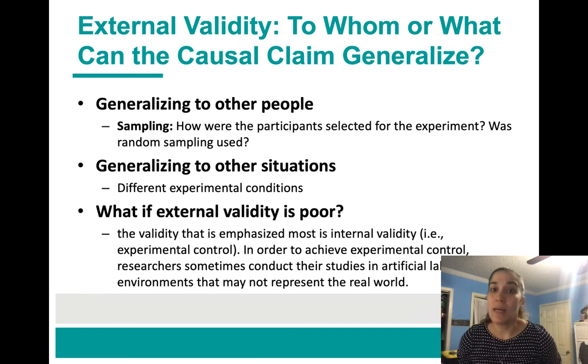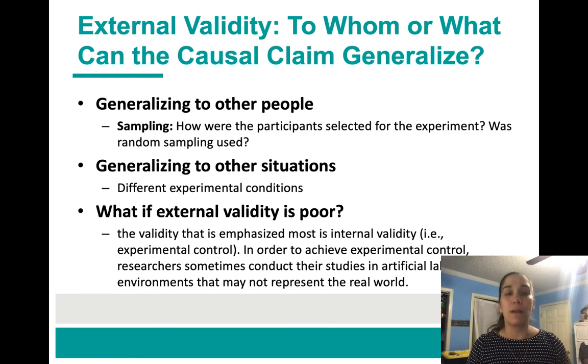External validity essentially asks to whom and to what scenarios can this claim generalize. So if you find something, you want to make sure that your effect is generalizable to other people, not just your sample, but to the population, and to other situations. So when we're talking about external validity, about generalizing to other people, we're really talking about sampling issues. So what kind of sampling was used? Where did they find the participants, right? Is the sample representative of the population that you're trying to make a claim about?